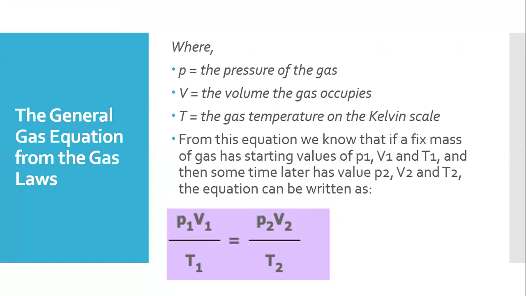Now from this equation, we know that if a fixed mass of a gas has starting values maybe of P1, V1, and T1, and then some time later has values maybe P2, V2, and T2, the equation can be written as P1 V1 over T1 equals P2 V2 over T2. So that's all about the general gas equation.